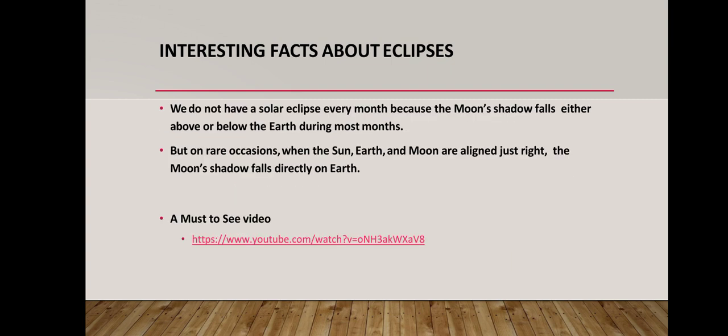And we don't have a solar eclipse every month because the moon's shadow falls either above or below the earth during most months. But on rare occasions, when the sun, earth, and moon are aligned just right, the moon's shadow falls directly on earth and causes the solar eclipse.